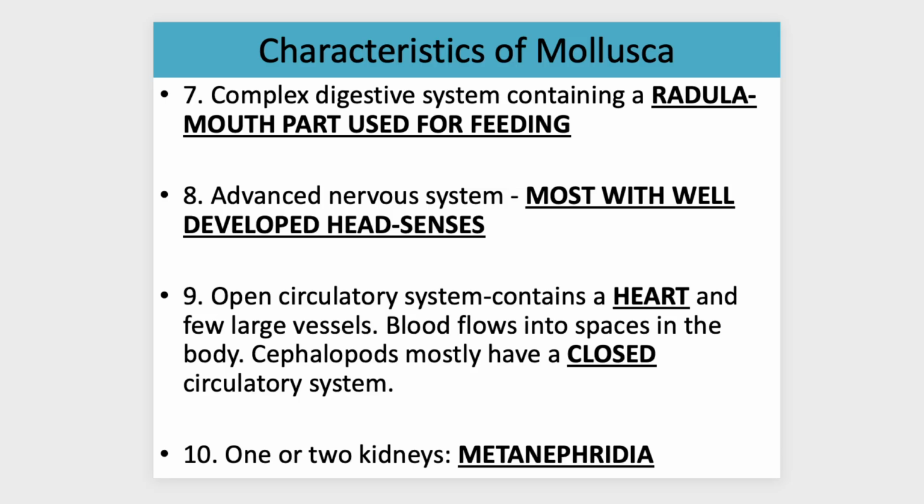You're going to have a nervous system, very well developed senses, particularly in the head. Some of these are very advanced animals, which is pretty cool. Open circulatory system. They're going to have a heart, some vascularization. Blood's going to flow into the body. Cephalopods will mostly have a closed circulatory system. And then they'll have one or two kidneys, which is called metanephridia, is how you say that.